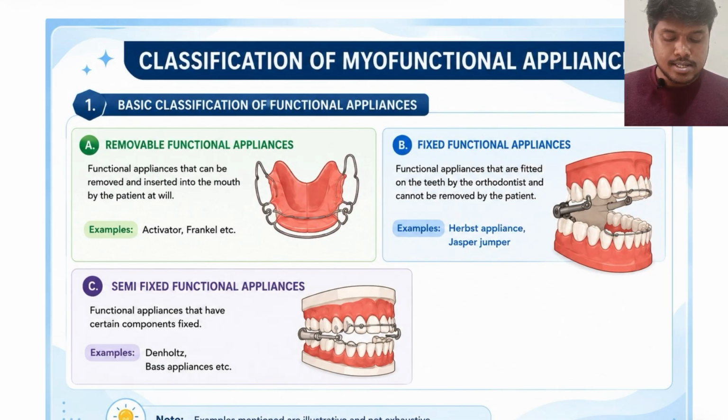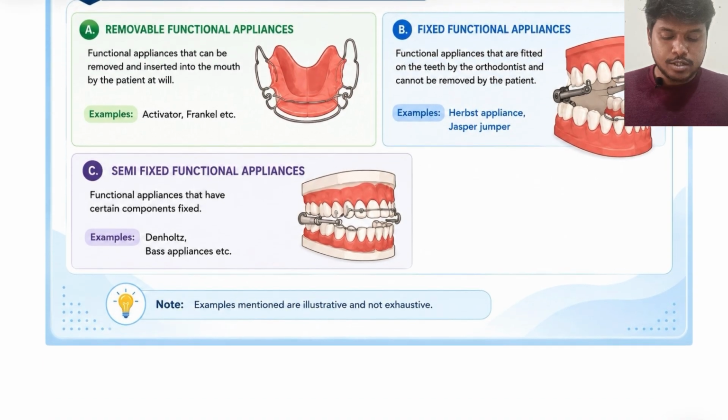Now next one is semi-fixed functional appliance. Semi-fixed means few components are fixed and few components are not fixed. The main example is Dunhill. This is a very important example. Dunhill appliance is a semi-fixed functional appliance.